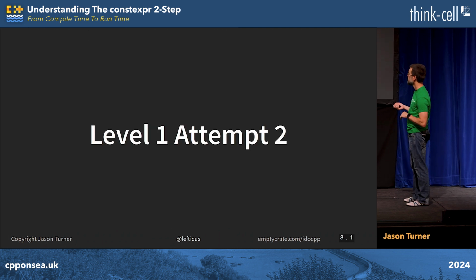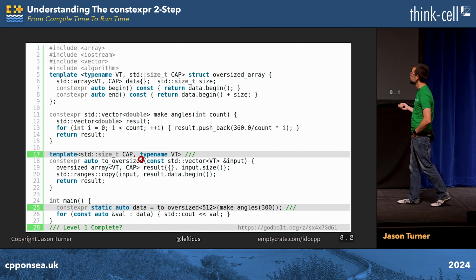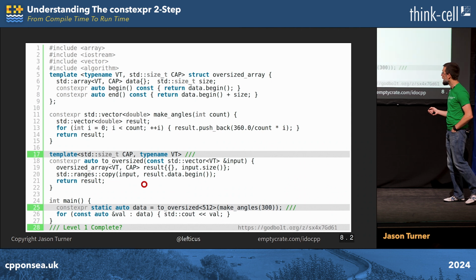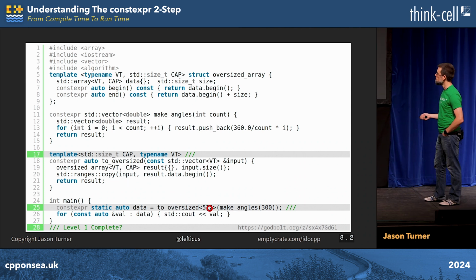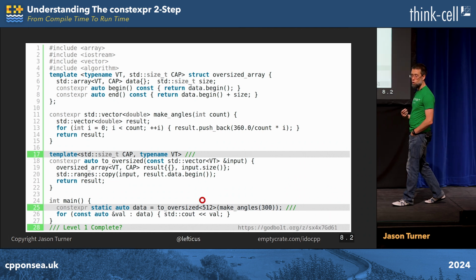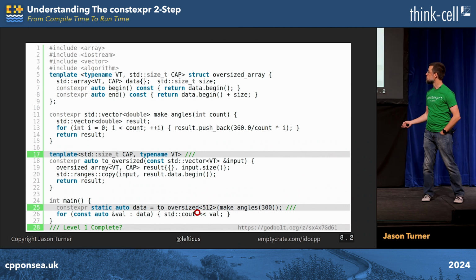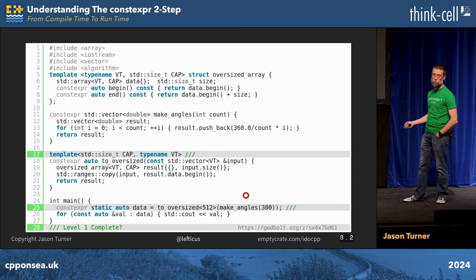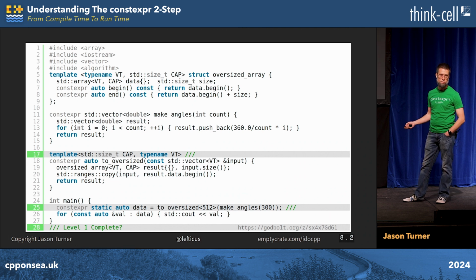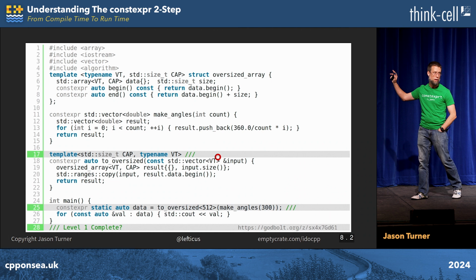Okay, so attempt 2. I now have passed the max capacity forward as a template parameter. So now I can say 2 oversized 512. Now, I know that reading this code, you would say, why don't I just go ahead and say this is 300, right? Because I know the exact size. But the problem, I want you to be thinking more generically, less simple slideware, okay?